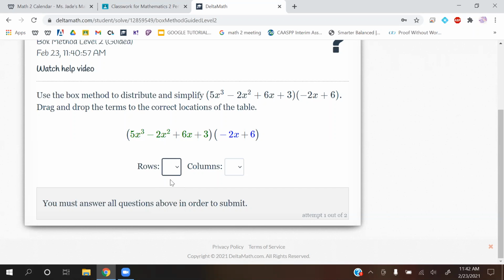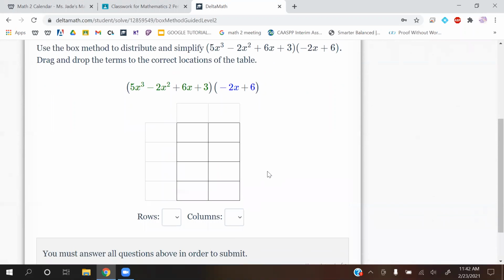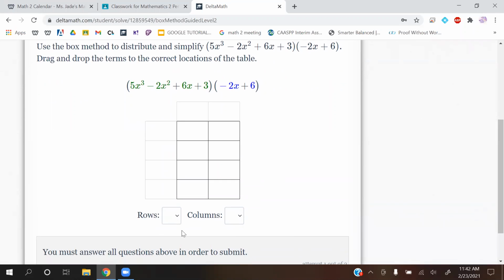It doesn't show the number 4, but I just know I selected 4, because there are 4 green terms. For the columns, how many terms are in your second factor? 1, 2. So I select 2. I don't know why the numbers 4 and 2 do not appear in the rows and columns, whether that's my computer or Delta Math, but just know that I selected 4 rows and 2 columns, because there are 4 terms here and 2 terms here, so 4 by 2.